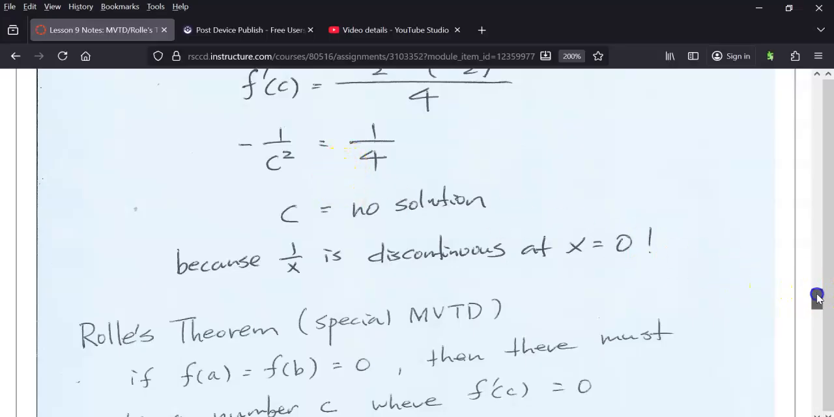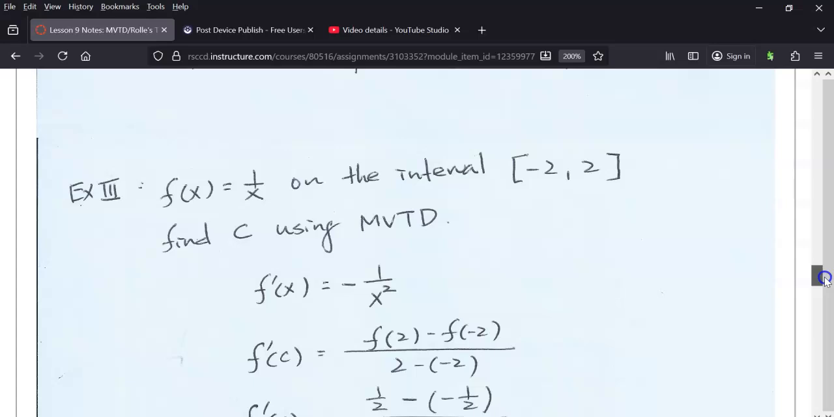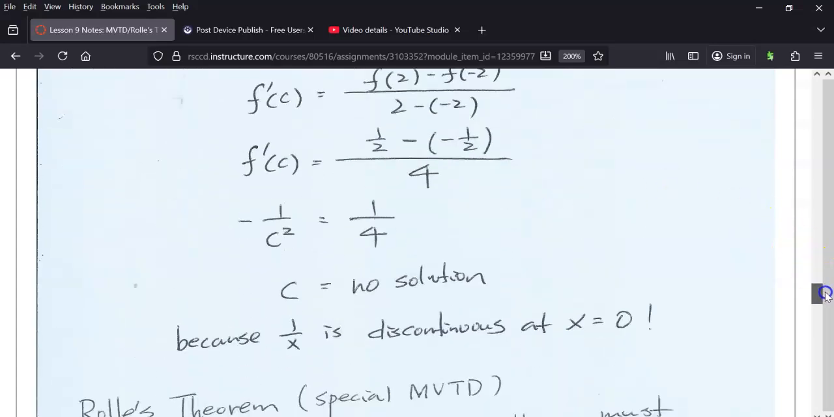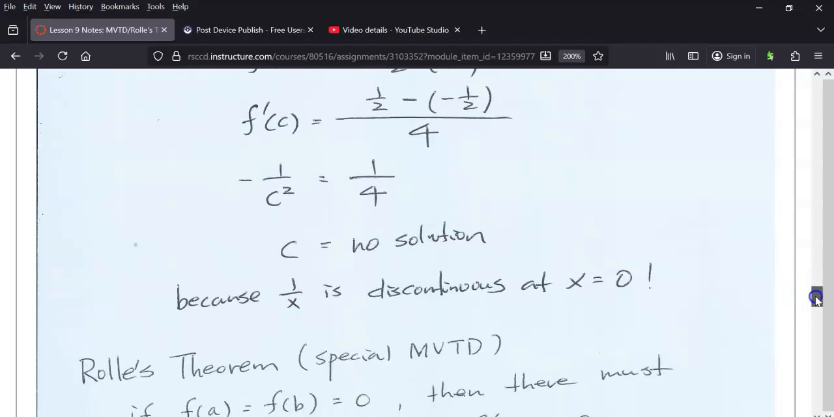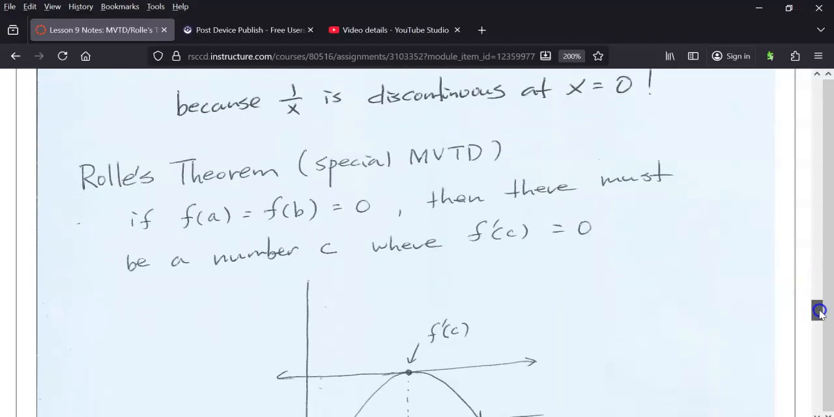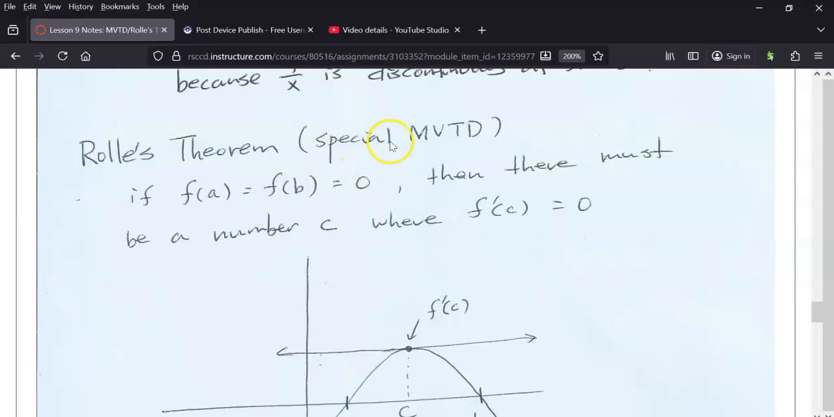So why? Because if you graph 1 over x in the interval -2 to 2, it's not continuous. Remember, one of the most important things is the function has to be continuous for the mean value theorem to work. Now, Rolle's theorem is just a very special type of MVTD.